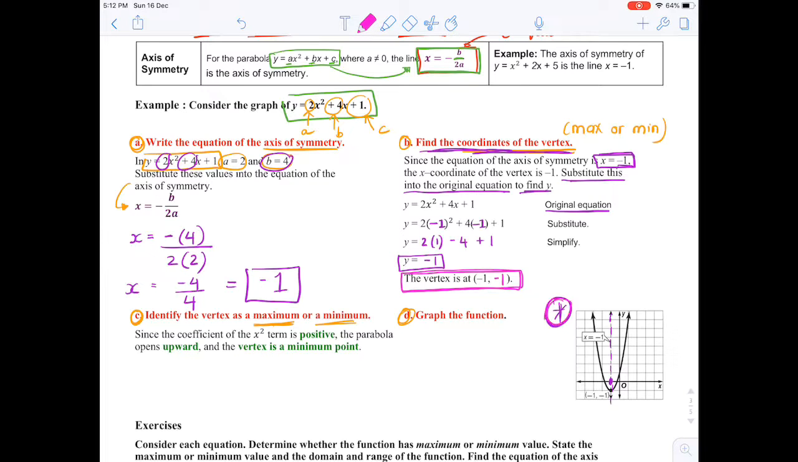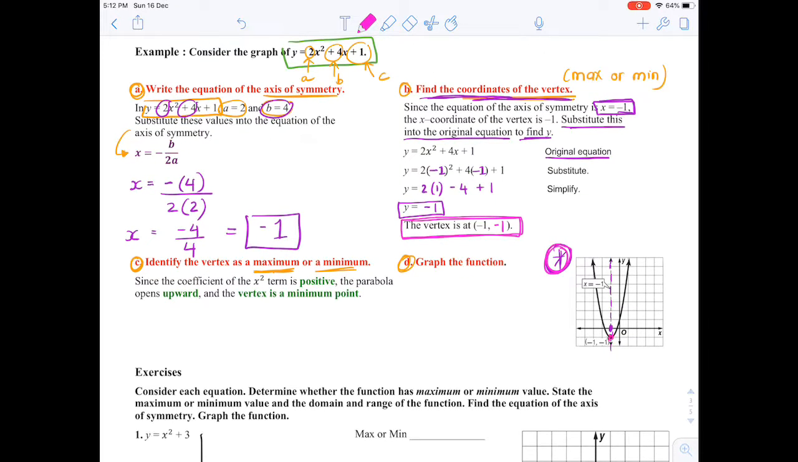So if I go back down to that asterisk one more time, there it is, that exaggerated pink point there. The turning point, or in this case the minimum, is at negative 1 comma negative 1. And then question C says identify whether that vertex you just looked at is a maximum or a minimum. I think it's quite obvious from that graph now that because the x squared term is positive, the parabola will open upwards. Remember, a smiley face parabola opens upwards, which means the vertex will be a minimum point. And then lastly, you just graph the function. And to graph the function, you simply use a table of values.